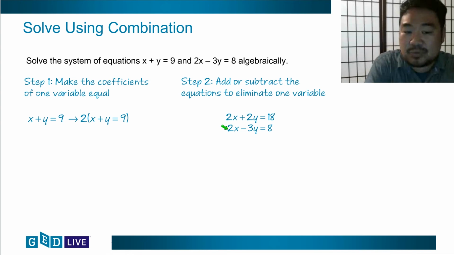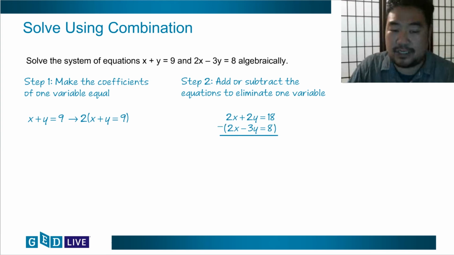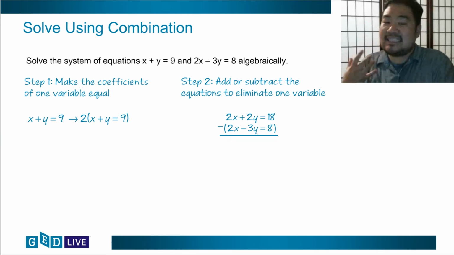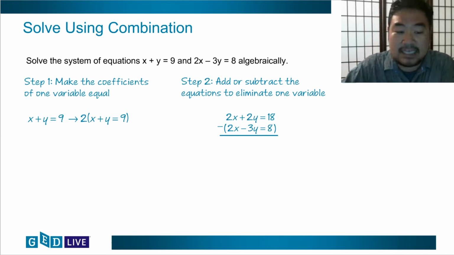And what we're going to do is, well, we have 2x and we have 2x. So the way to get rid of the x terms here is to subtract those two equations. And here's where we want to be careful. Notice, we're not just subtracting 2x. We're subtracting the entirety of that second equation. So subtracting the second one from the first one.